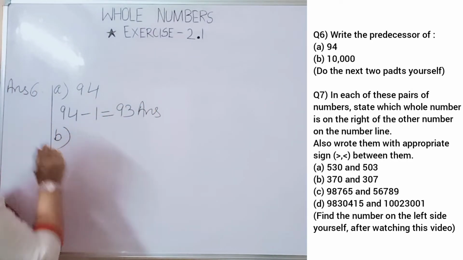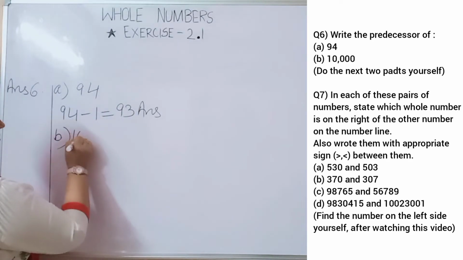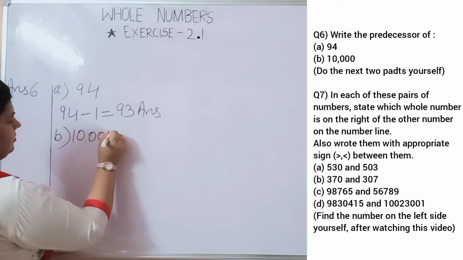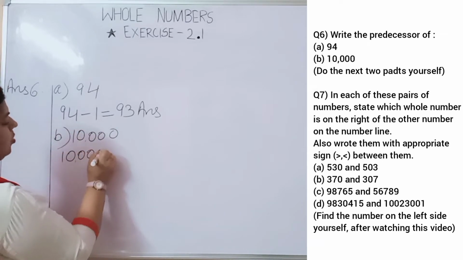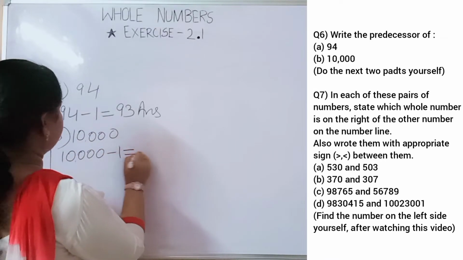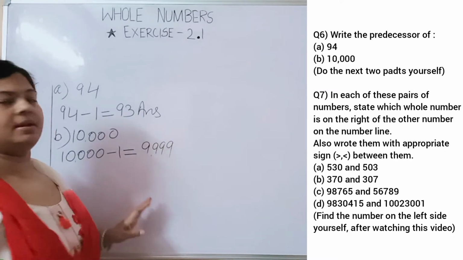Second part, 10,000. Again we will subtract 1 from the given number and we get the answer. This is 9,999.